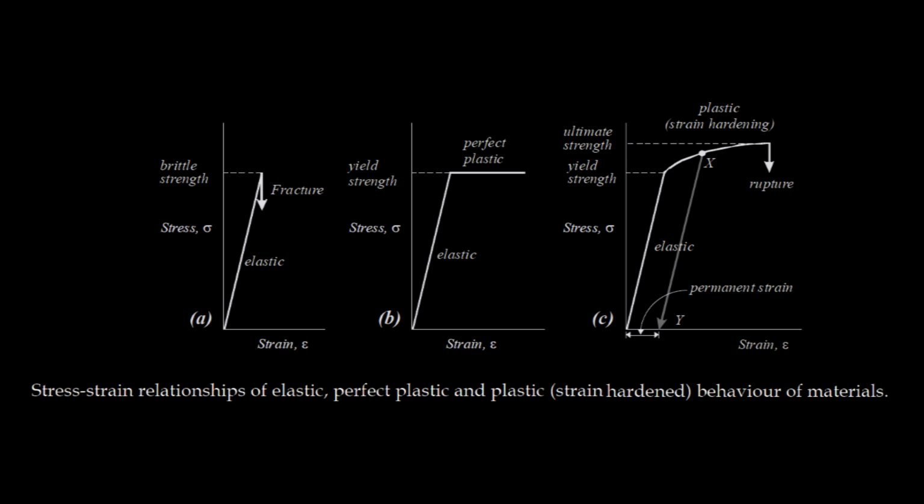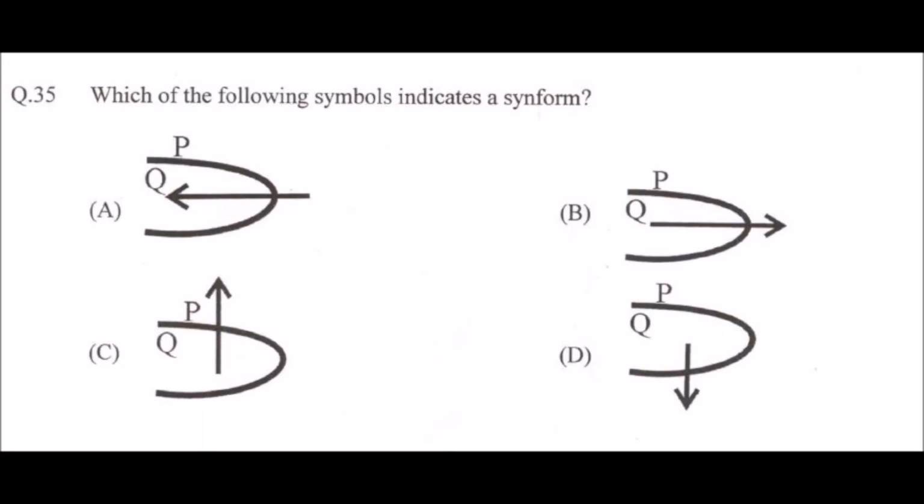Now moving towards the next question. In this question we have to give the symbol for the synform. So here one thing that we have to remember is that the arrow shows the plunge direction. In case A, it is showing in the opposite direction to that of the nose. The nose of the bed, that is PQ, the closure of the PQ, and the direction of arrow is opposite.